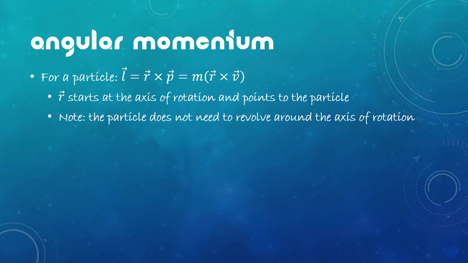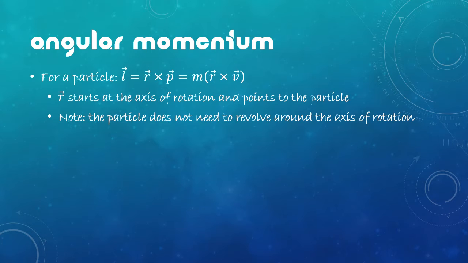An important note here is that the particle doesn't actually have to revolve around an axis of rotation to have angular momentum. More specifically, a particle could be moving in a straight line and still have angular momentum. Now that might seem like a really strange concept to be discussing, but it'll come into play when we start looking at conservation of angular momentum.